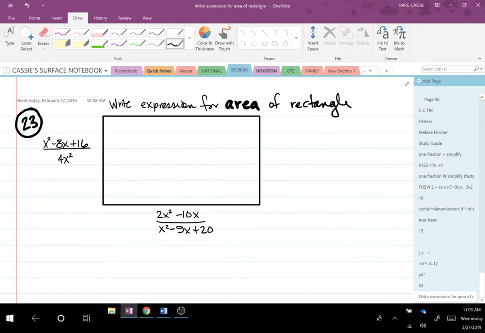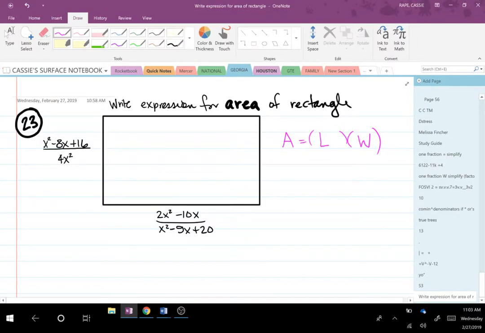So this is number 23 on topic 4. It's the applications of rational expressions. The question is, write an expression for the area of the rectangle. I want you to remember that area is equal to the length times the width, or you might call it the height. Base times height. There are lots of different ways to say it, but basically one side times another.